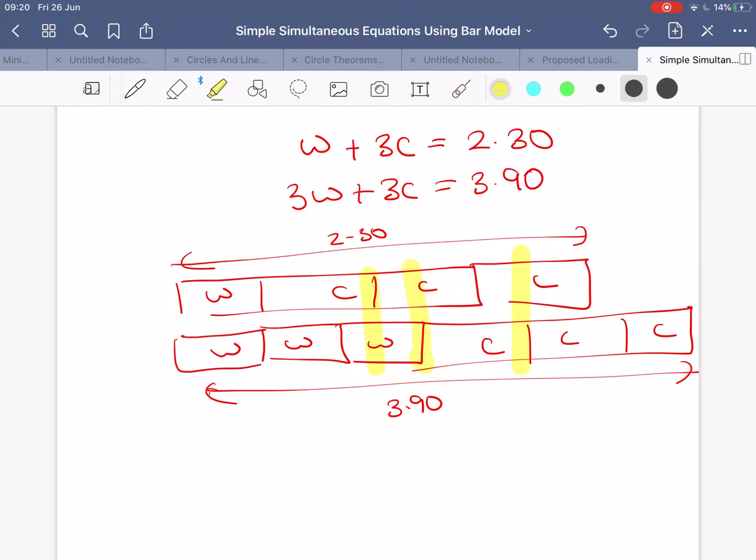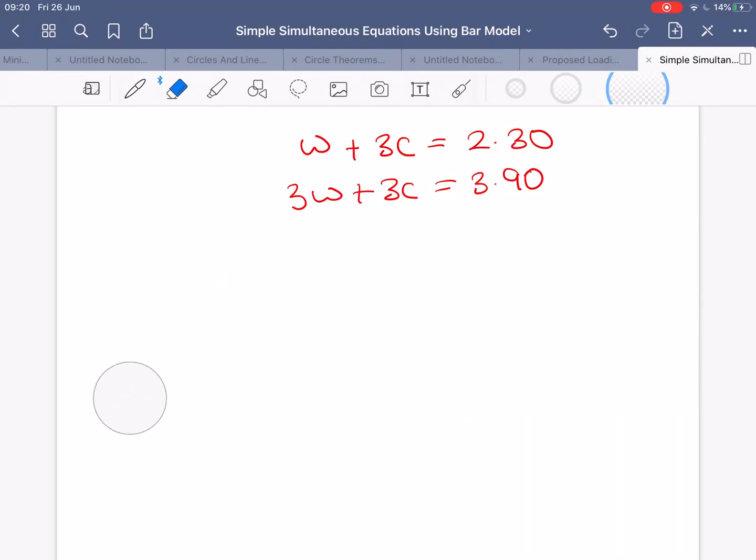What you've always got to have to make simultaneous equations work is you've always got to have the same number of one of your variables. And we do. We have 3 Cokes in both of these situations. But that means I should draw the 3 Cokes first.